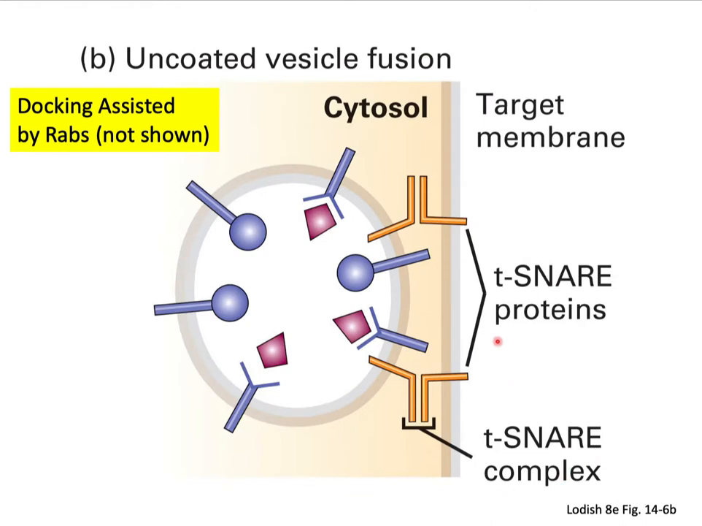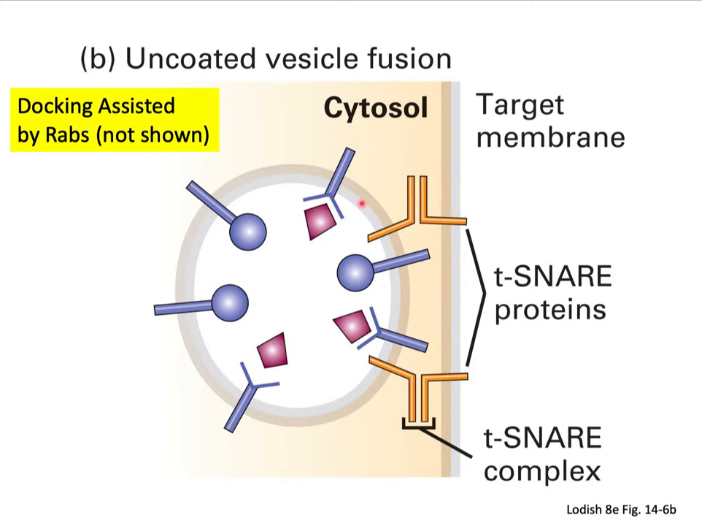So here is what it looks like. So now the vesicle is uncoated and it's getting ready to fuse after reaching its destination, and this interaction between the V snare and the T snare confers the specificity of this event. It actually assists in fusion too, as you will see in a minute.